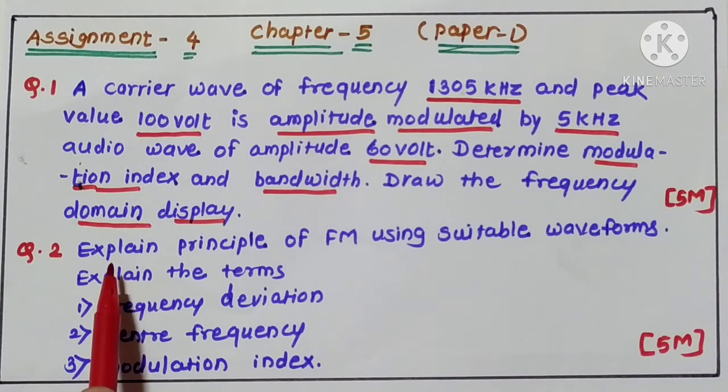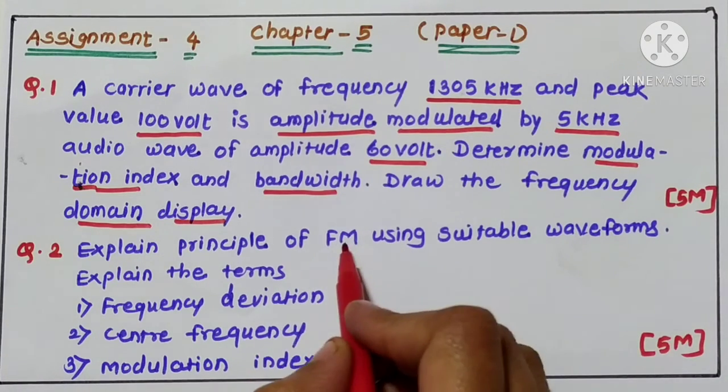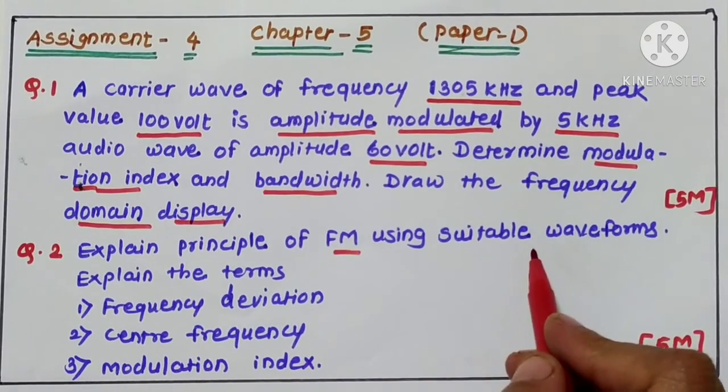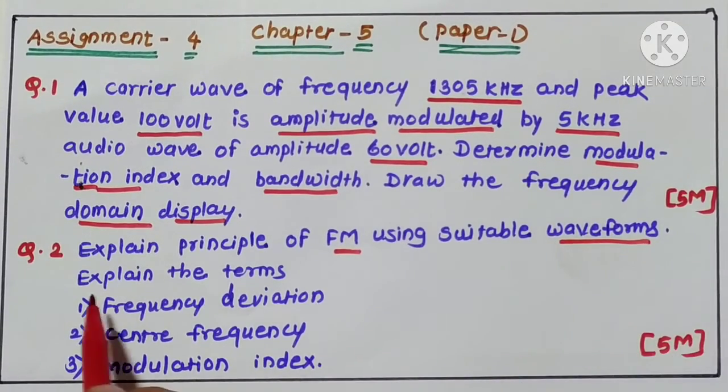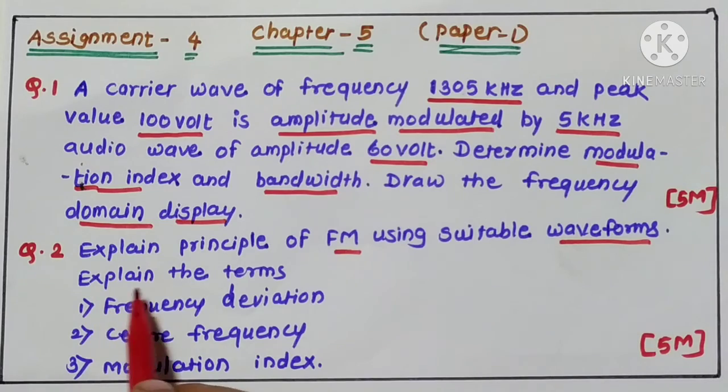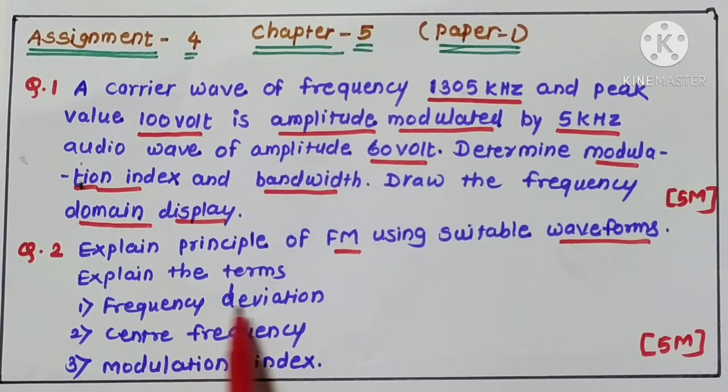Question number 2. Explain the principle of FM using suitable waveforms and explain the terms frequency deviation, center frequency and modulation index. Okay students, all these terms are related to FM. This question carries 5 marks. Students, send me the answer sheet in PDF format.